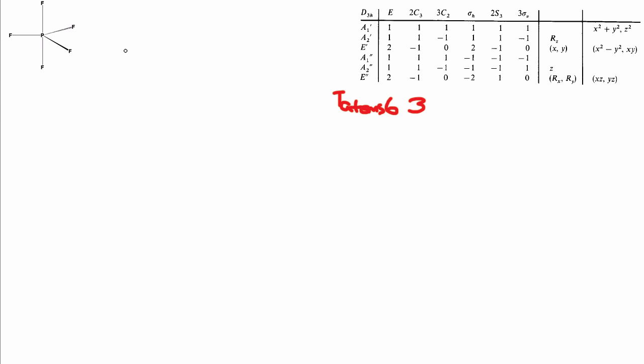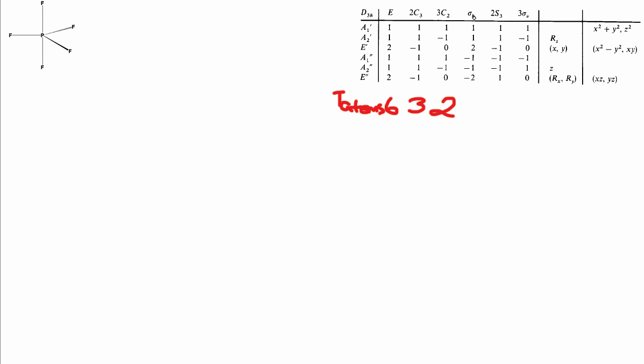Now we're looking at the C2, so it's going to be the C2 perpendicular to the C3 axis, and it's going to go through a phosphorus-fluorine bond. There's 3 of them, but we only have to focus on 1 of them. If we apply the C2 rotation here, these 4 fluorines all move, but the phosphorus and the fluorine stay put. So we have a value of 2 in this case.